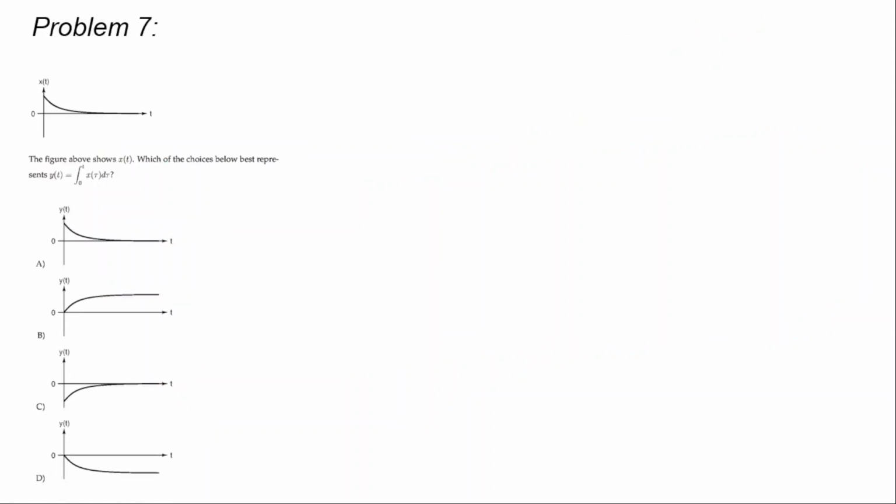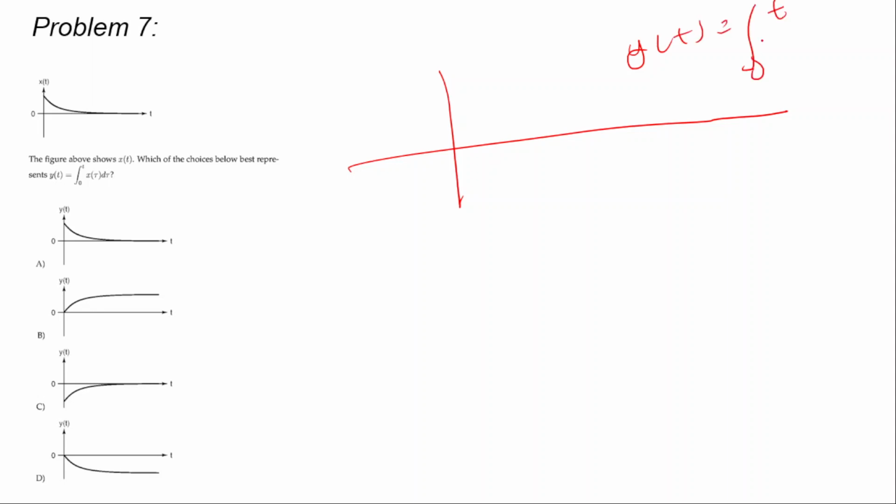So now let's discuss this problem again. Now instead of a slope, we need to calculate the integral. So y of t is the integral from 0 to t of x of tau d tau. Okay, now let's calculate. At time t equals 0, if we take the strip, this area will be 0. So the curve will start from 0.